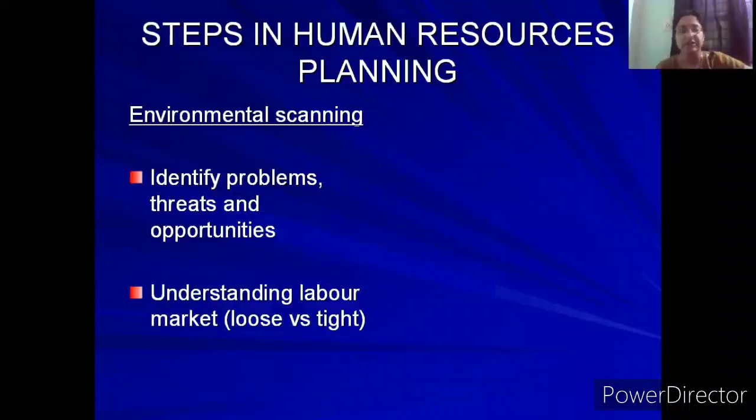In contrast, there is something called a tight labor market. A tight labor market is what creates problems for the company. In a tight labor market, the number of people with the required skill set, KSA, to be more specific, KSA means knowledge, skills, and abilities, is quite low. So obviously the company has problems finding suitable candidates to fill that position.